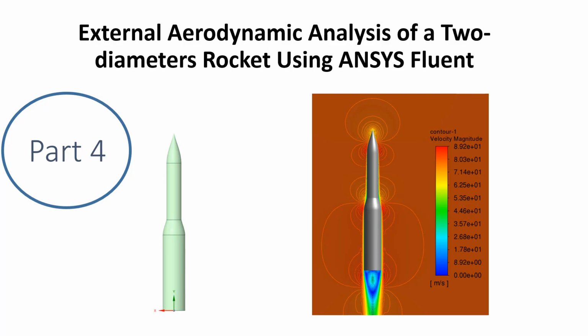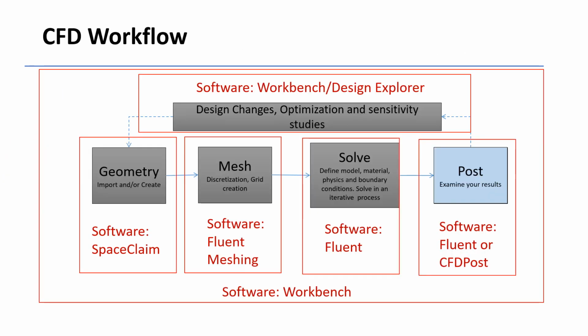This is part 4 of a video series created for student teams studying external aerodynamics of a 2 diameters rocket. This part will help you to understand your simulation. You will also learn how to check if the simulation is converged and how to interpret your results. As a quick reminder, post-processing is the fourth step.